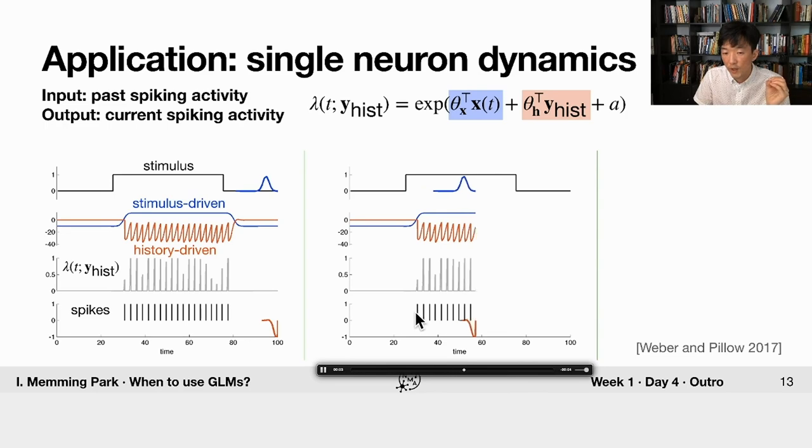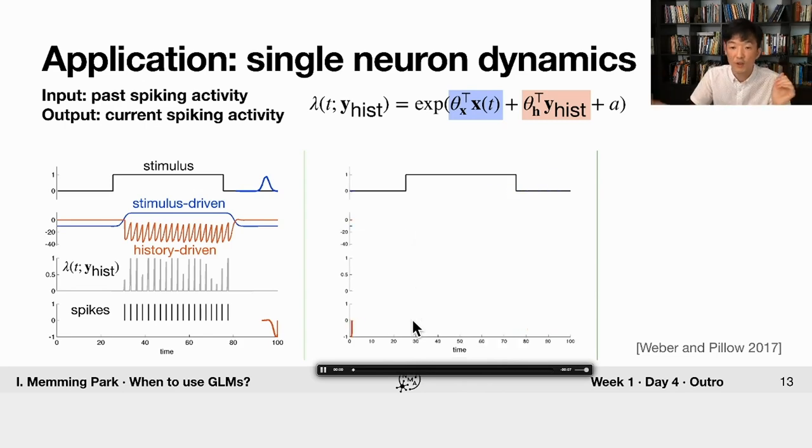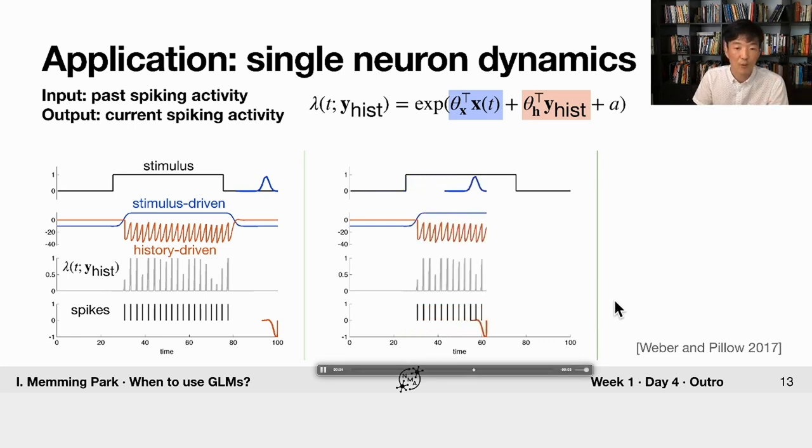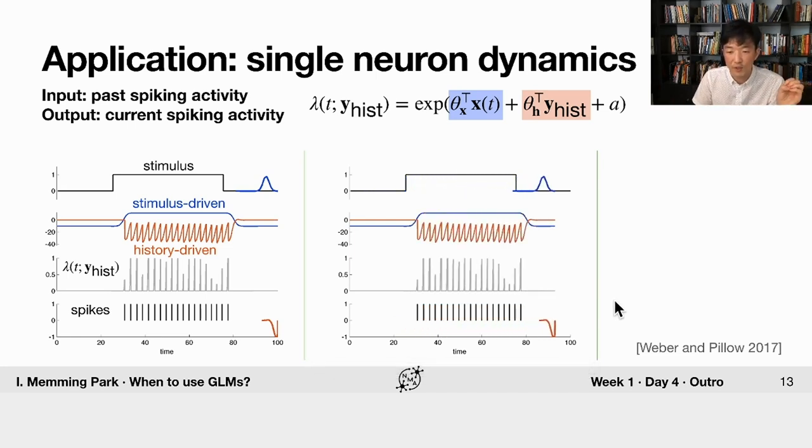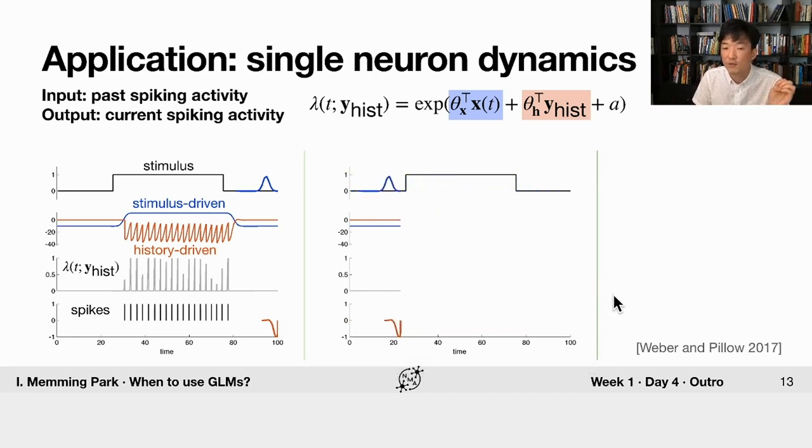Whenever it generates a spike, the red one kicks in, suppressing the firing for a while, which makes the firing rate close to zero for a while, but then it stops suppressing, and then the firing rate goes back up. So the resulting spiking pattern is a very regular periodic firing. So GLMs can make you do this, while a regular Poisson process, for example, can never generate this kind of regular firing.